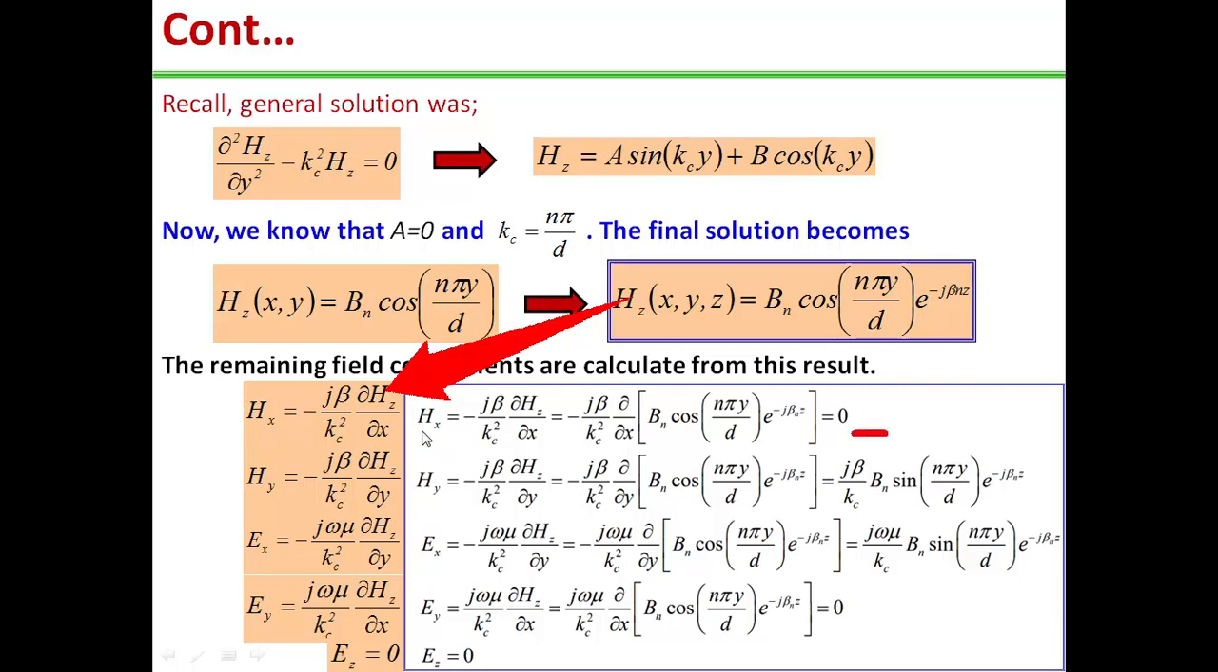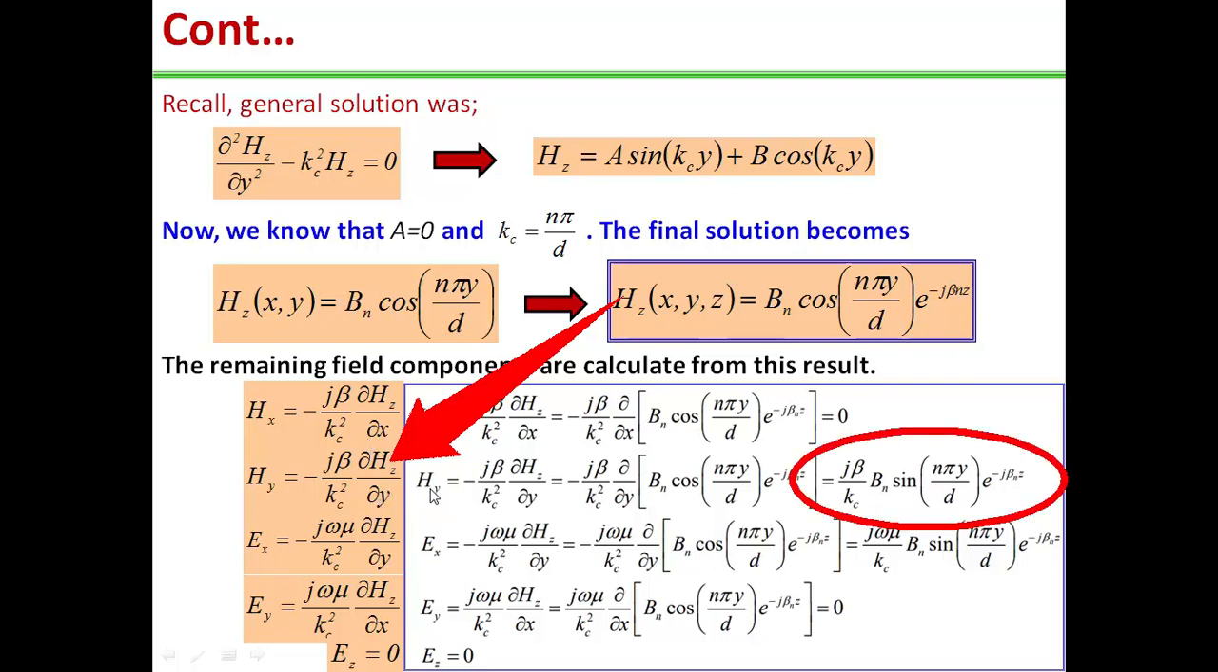And after solving this, we will have Hx is equal to 0, because the differentiation of the Hz component with respect to x will be 0. There is no term that is a function of x. And similarly, we can calculate Hy, which we have already calculated from the wave equation, that is j beta divided by kc squared del Hz by del y. And after putting the value of Hz and differentiating with respect to y, we will have Hy is equal to j beta kc Bn sin(n pi y by d) e to the power minus j beta n z.